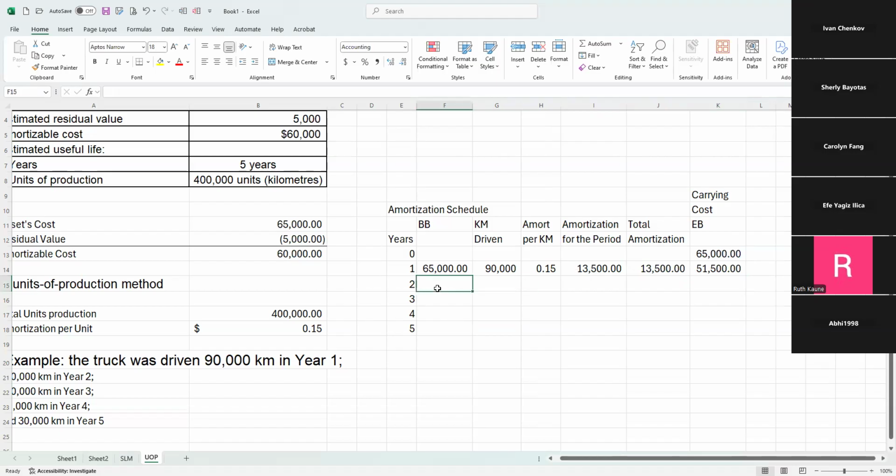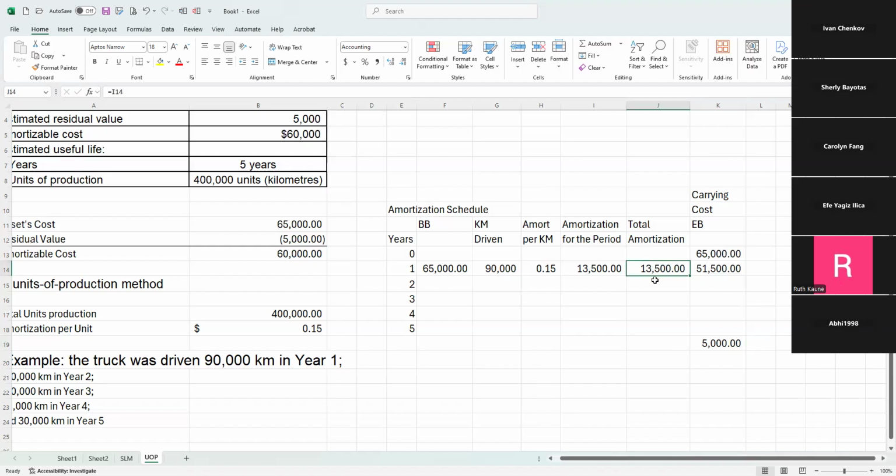What's going to happen in the second year? Keep doing the same. What's our objective? What should be my carrying cost at the end of year 5? 5,000. Is it possible for my cost to be below 5,000? No. So my carrying cost at year 5 has to be 5,000. No more, no less than that. It can be more, but no less than that. Make sense?